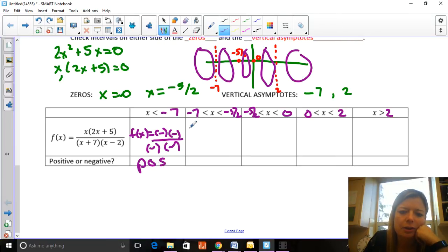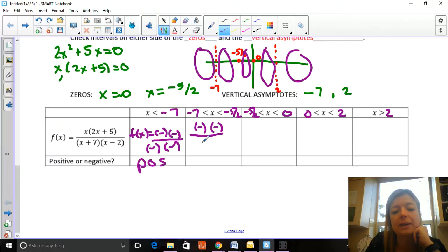Now you go through and do the same thing here. Between minus 7 and minus 2.5, x is negative. 2x plus 5 is still negative. But now x plus 7 is going to be positive, because like minus 5 plus 7, that's 2. But x minus 2 is still going to be negative. So now you're going to get a positive divided by a negative. So this ends up being negative. So there's a negative interval.